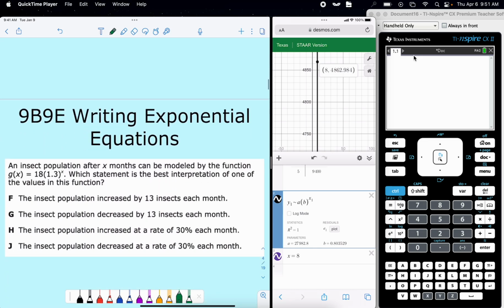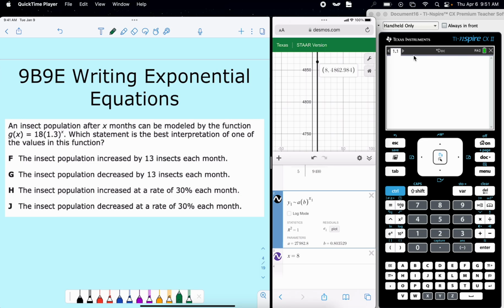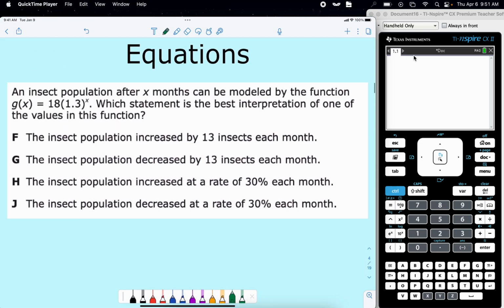So let's keep going. I think I'm going to get rid of Desmos now. All right, so it says an insect population after x months can be modeled by the function g of x equals 18(1.3)^x. Which statement is the best interpretation of one of the values in the function? It says the insect population increases by 13 insects each month. Increase means that we're looking at this number right here. And remember, this is part of a percent. And this is 1.3. That does not match.